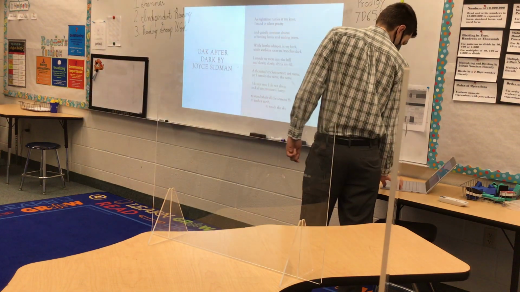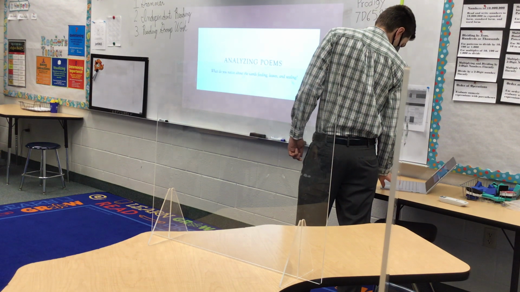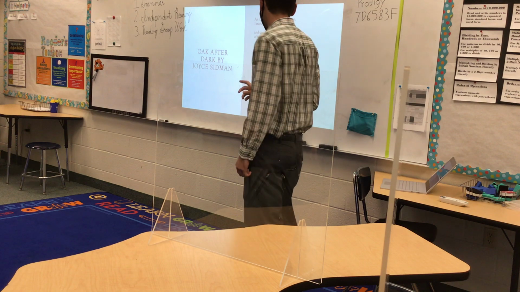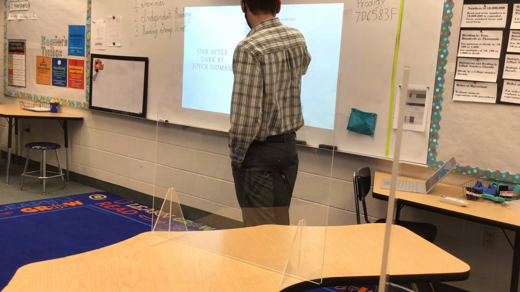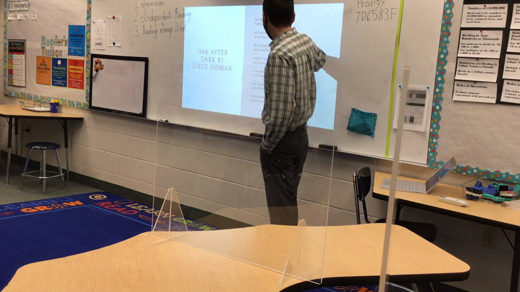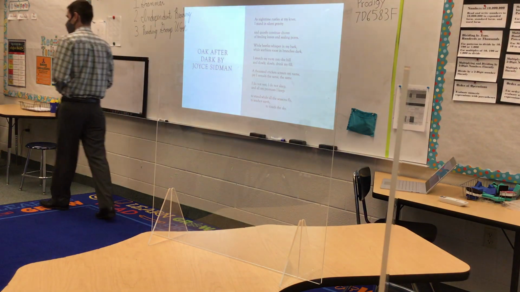So I believe in this one we're going to ask the question, what do you notice about the words feeding, leaves, and sealing? So going back here, let's see if we can find that part. Second stanza. Yeah, there we go, second stanza. Feeding leaves and sealing pores. What would that be called? Is that alliteration or assonance?